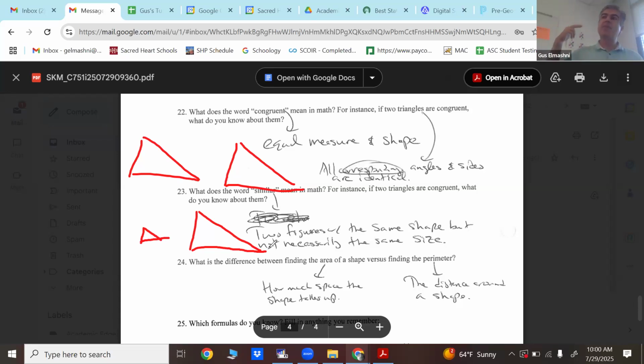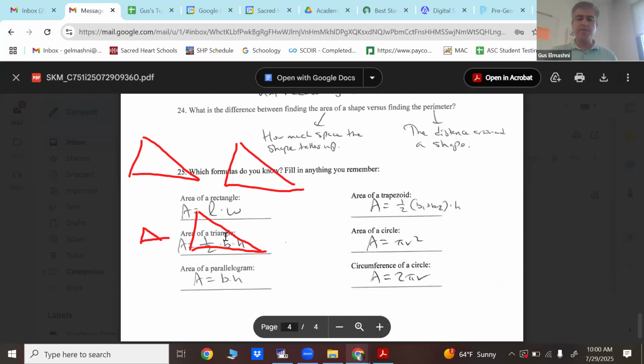How do I know that? The square footage. Your house has square footage, right? If you have a big house, you have a lot of space. But perimeter is just the distance around. And lastly, I know people are taking a break. It's 10 o'clock. Here are the formulas.